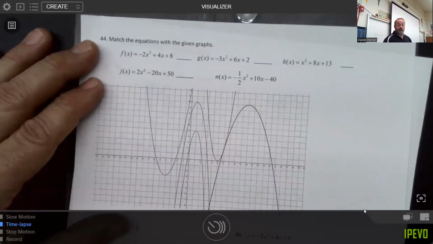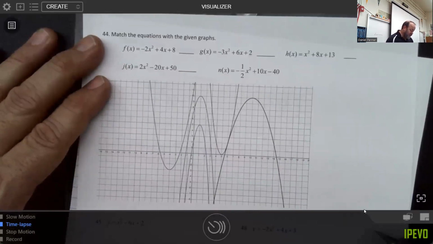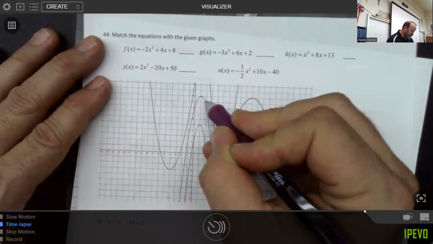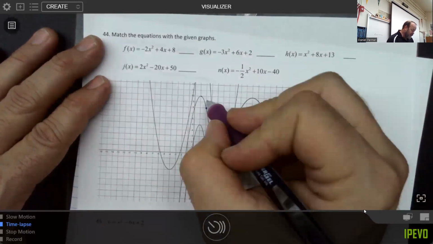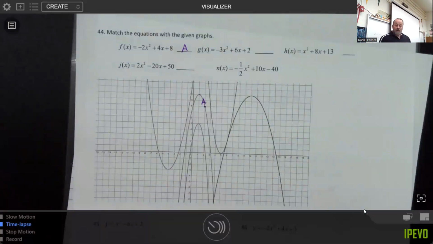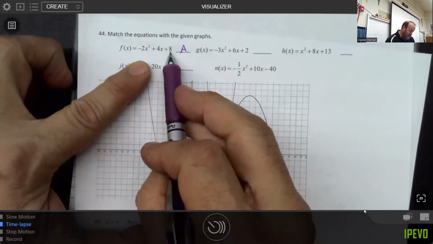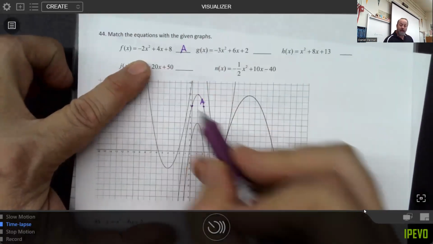I realize I kind of screwed this up a little bit, but it's all right. We can still figure it out. The only one that goes over 1 and goes down 2 right here is this guy. So I'm going to call this curve A. I could also have noticed that's the right curve because if you look at the y-intercept being 8, it's the only curve that hits the y-axis at 8.